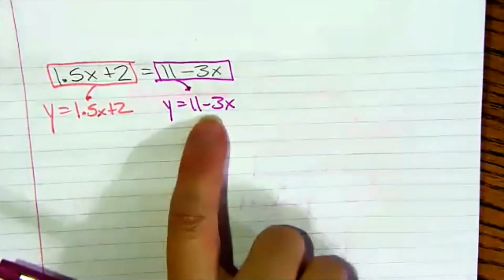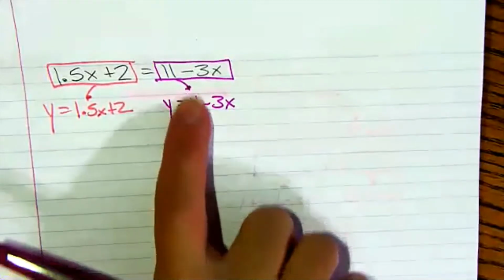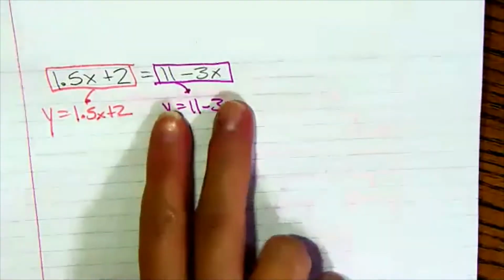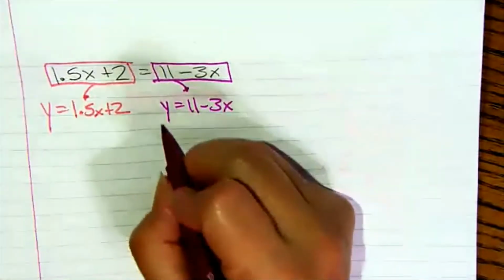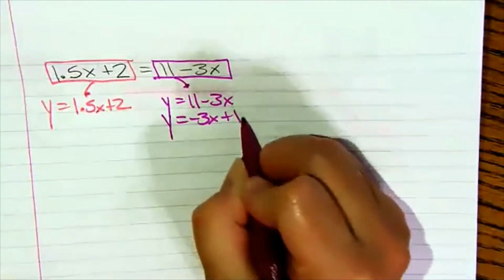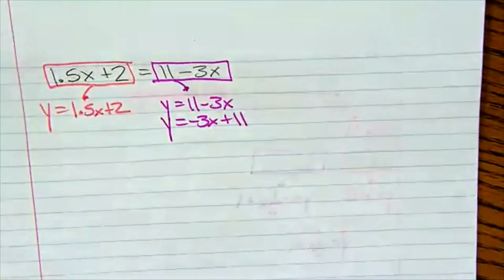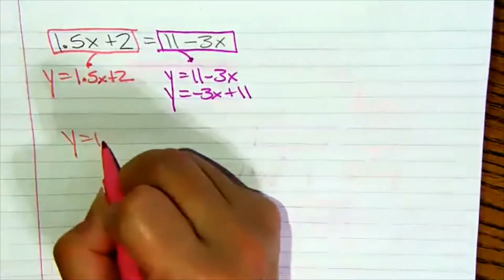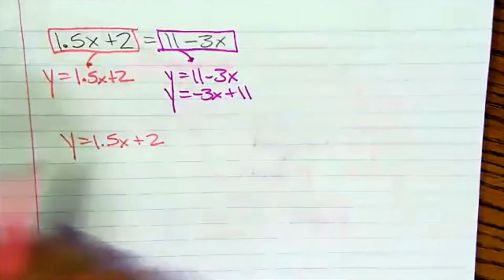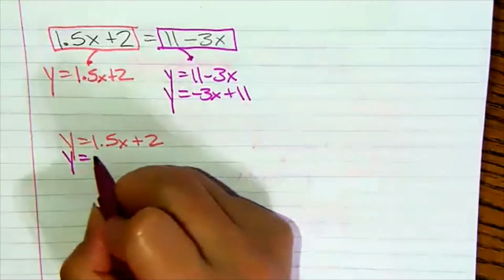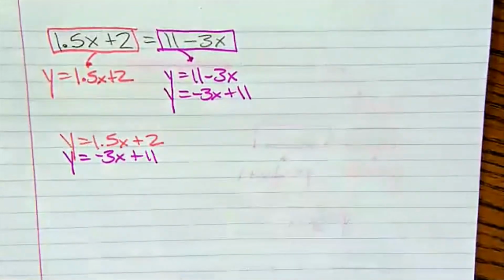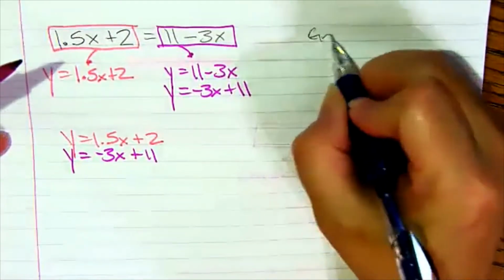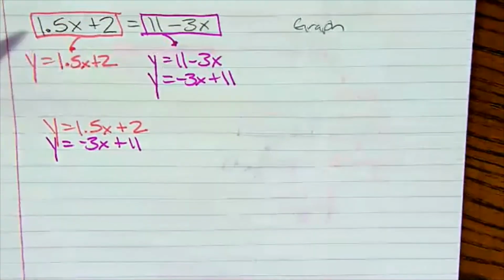Oh, my variable is after my constant. What do I do there? Well, according to the commutative property, it doesn't matter what order these are in. So I can reverse that order, and this is now in slope-intercept form. So I now have a system of equations that I can solve by graphing, substitution, or elimination. So let's take this system and let's solve it by graphing first.